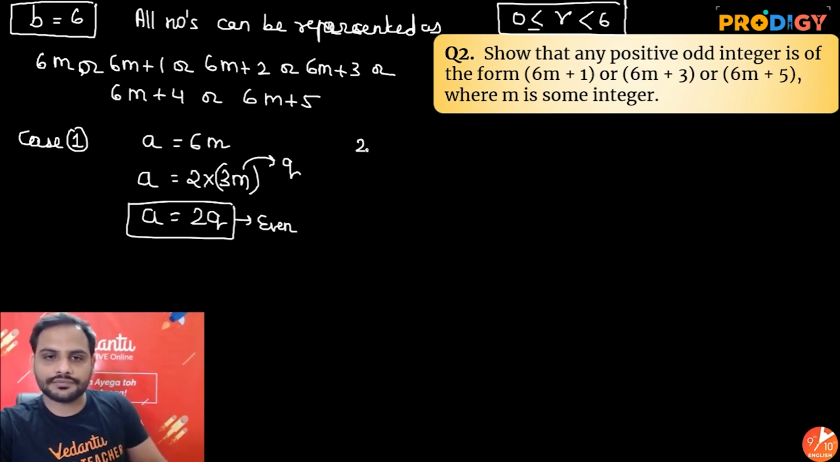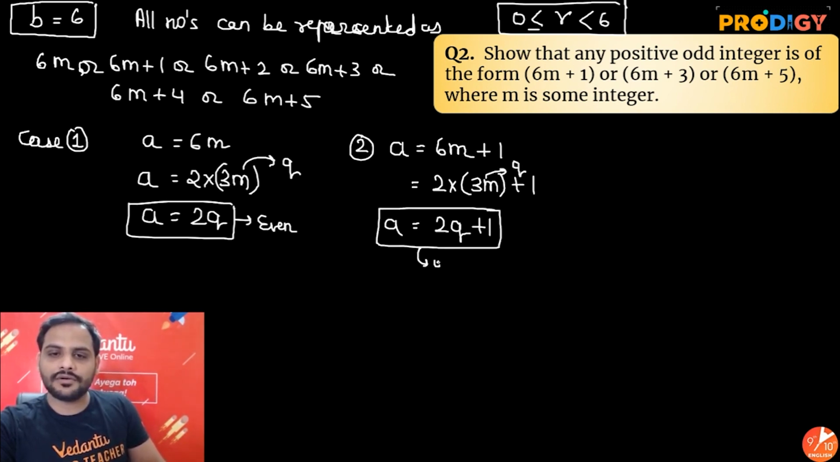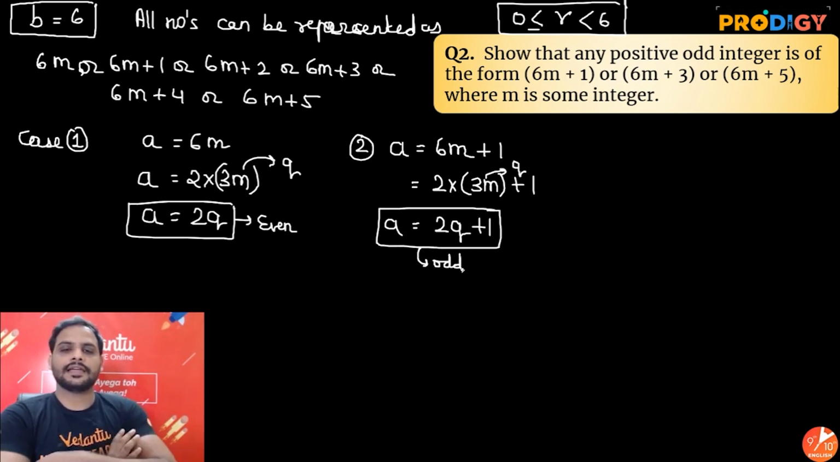Similarly, case 2. Put a is equal to 6m plus 1. So I can write 6m as 2 into 3m, plus 1. Again, if I write 3m as q, I can write it as 2 into q plus 1. And if a is 2q plus 1, I can say it will be an odd number.